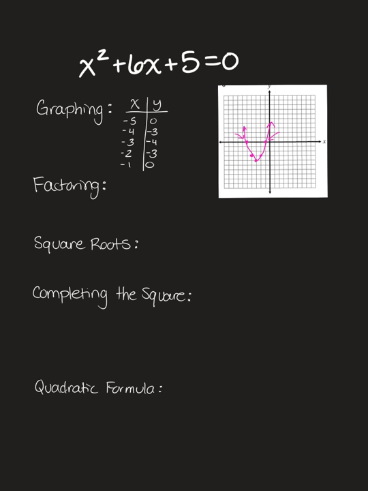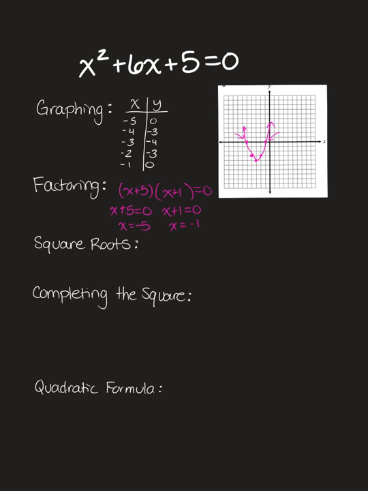If we factored this, I need two numbers that will multiply to 5 but add to 6. And so that would be 5 and 1. So if I factor it, then I set each factor equal to 0 and then solve. So x equals -5 and x equals -1.